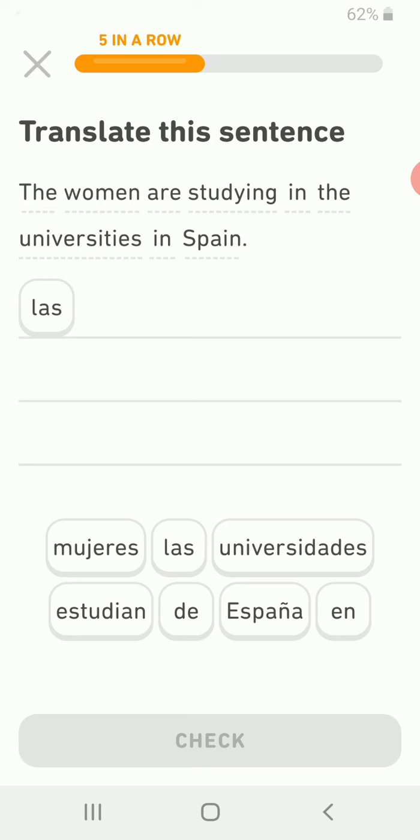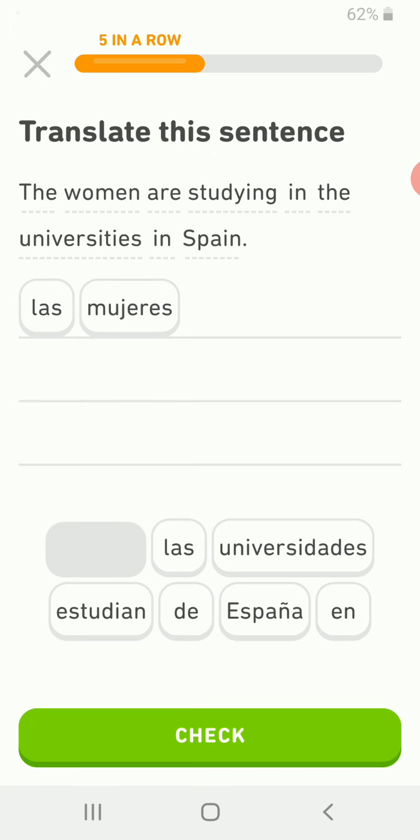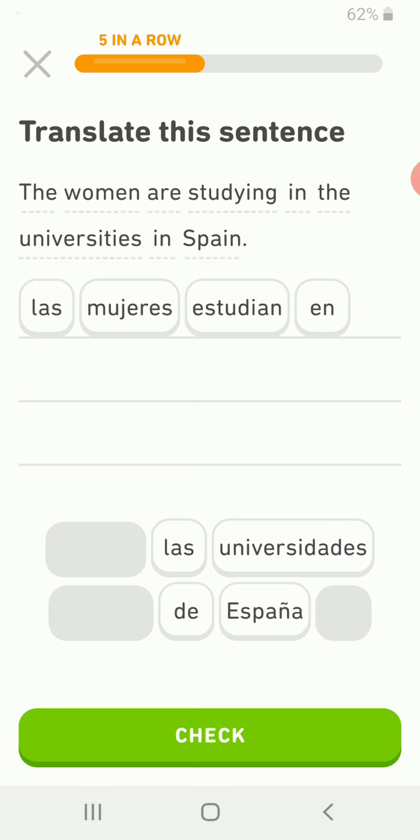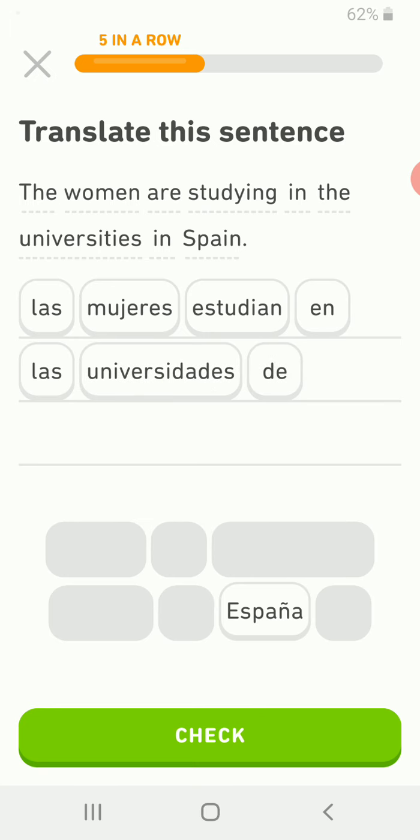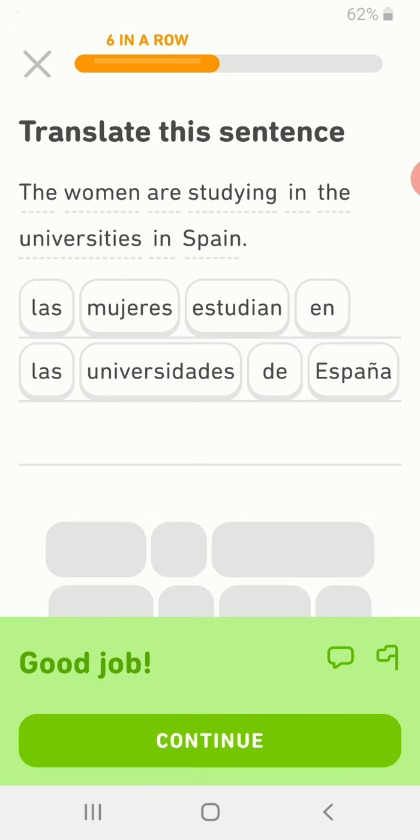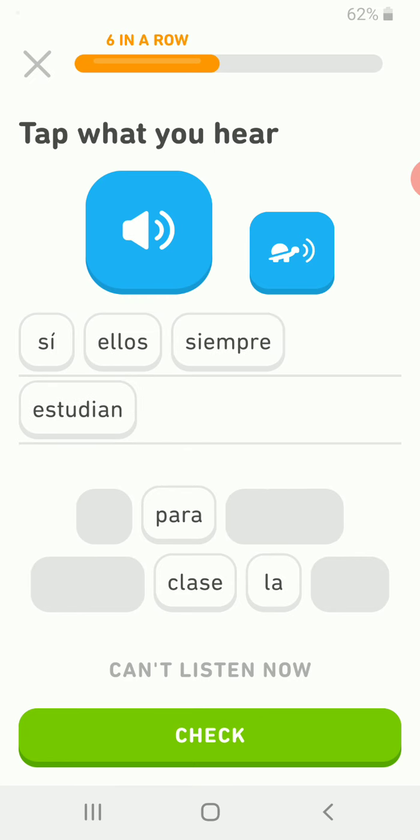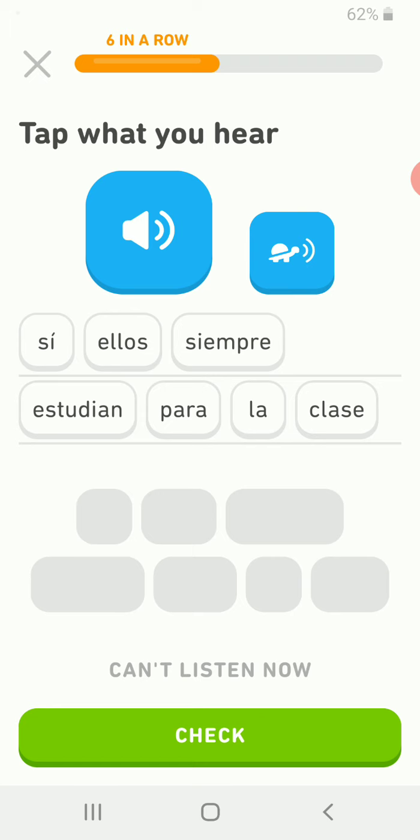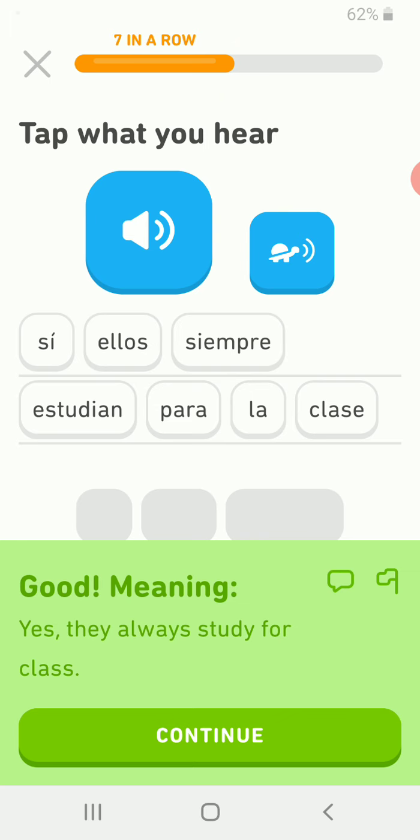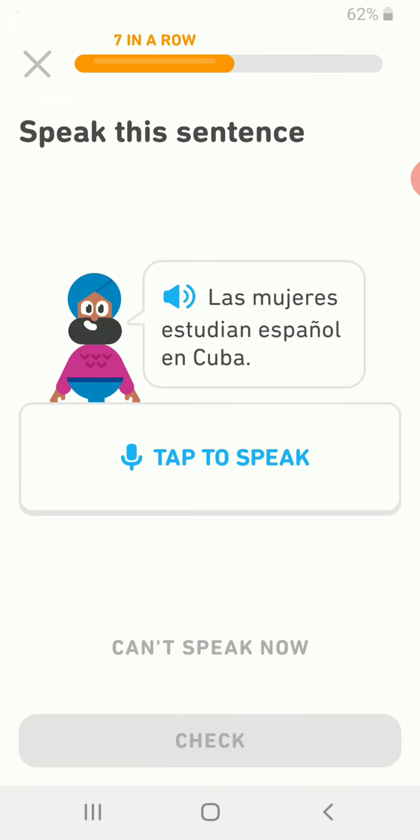And the women are studying in the universities in Spain. So las mujeres estudian en las universidades de España. So, sí, ellos siempre estudian para la clase. So they always study for the class. Las mujeres estudian español en Cuba.